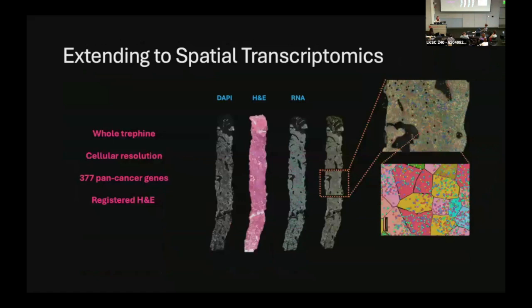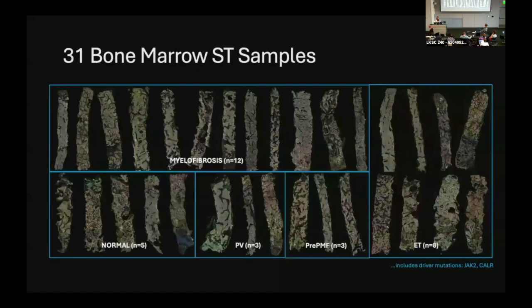So the obvious next thing to do was to extend this to spatial transcriptomics, and we've chosen the Xenium platform because it gives us an ultra-fine view. We've got cellular resolution. We are only using the 377 pan-cancer gene panel, but importantly for us, we can have the same slide which has the H&E, so we can transfer our ML algorithms from there. This leaves us with a nice, beautiful data set of 31 bone marrow samples spanning the whole range of the MPN subtypes, and we've got 5 normal samples as well.